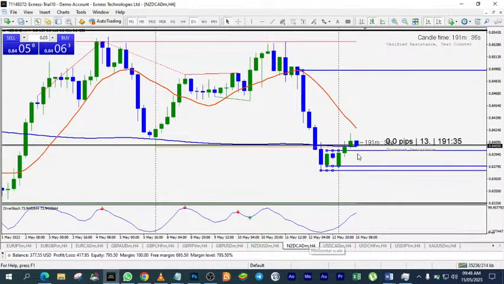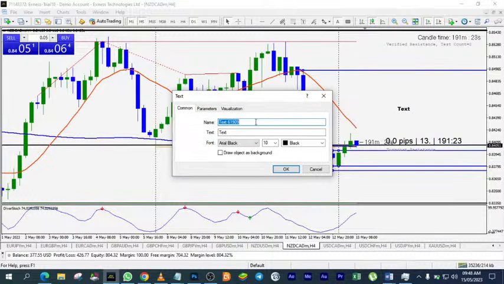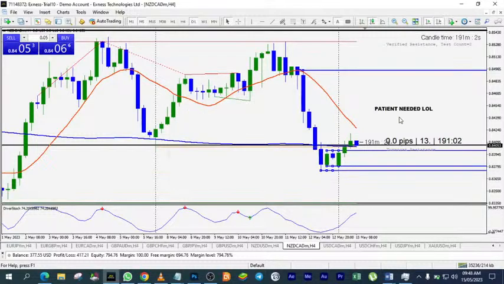But I want to wait for the completion of these 4 hours to have this trade. I would like to wait for the completion. So please be patient for this particular trade. Patience needed. Patience needed to take your buy. Yeah, so that's that for this.